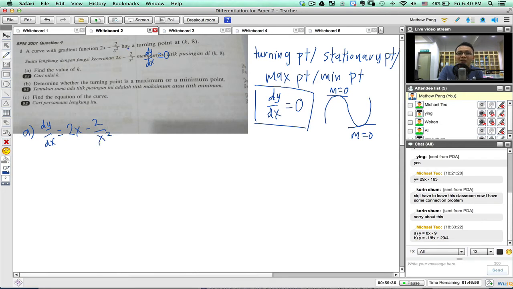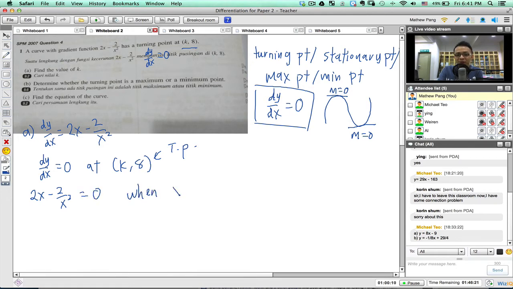Alright, so the information I know is that this one actually is the turning point. The (k, a) over here is the turning point. So I know dy/dx will equal 0 at (k, a) because this is the turning point. So to find k easily, I just need to substitute into my 2x minus 2 over x squared, which is my dy/dx, set it equal to 0, when my x equals k. Because this is x, this is y, right?